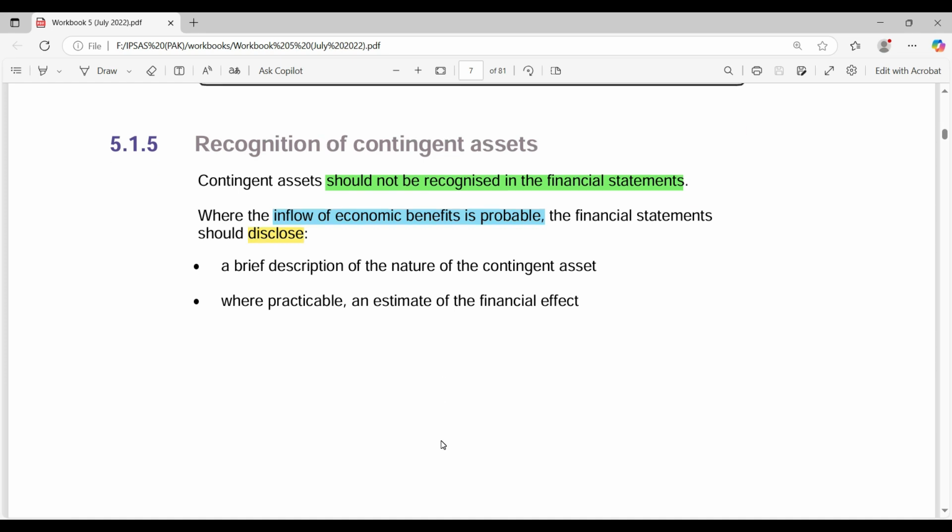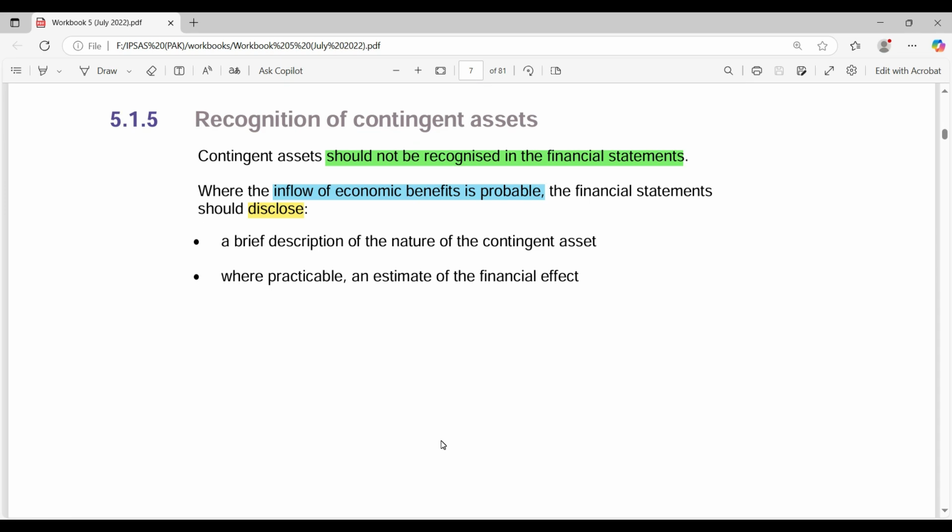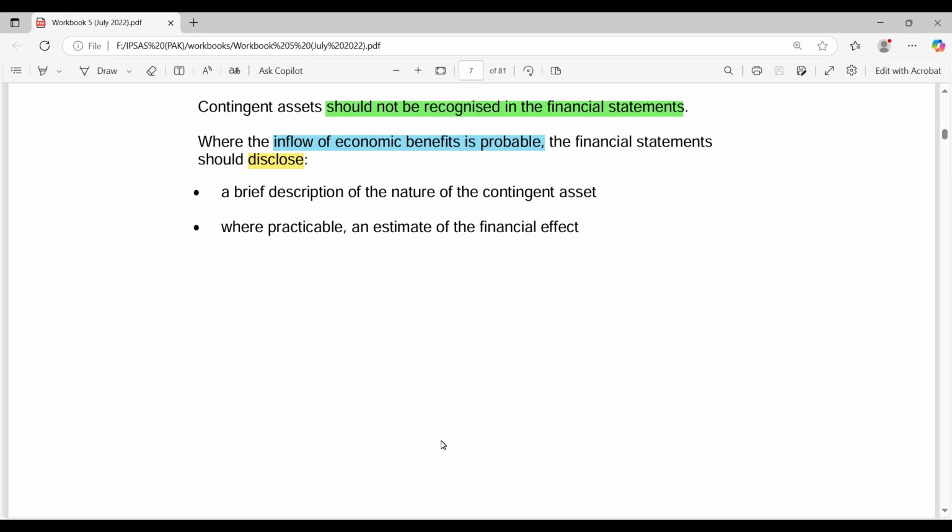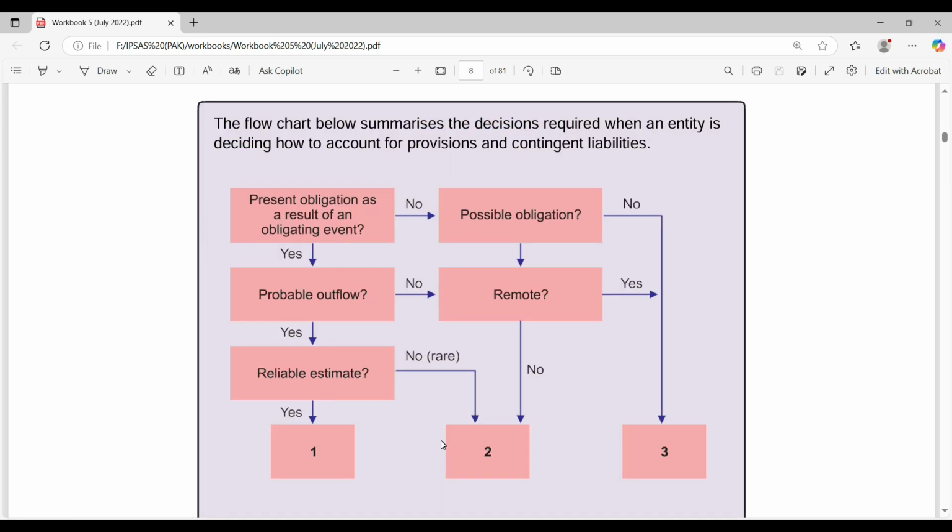Recognition of contingent assets. Contingent assets should not be recognized in the financial statement, similar to contingent liabilities. They should be disclosed in the notes. Where the inflow of economic benefit is probable, the financial statement should disclose a brief description of the nature of the contingent assets and, where practicable, an estimate of the financial effect. This is the estimate of financial effect, not an amount of contingent assets. See these charts, and it is important for your exams.